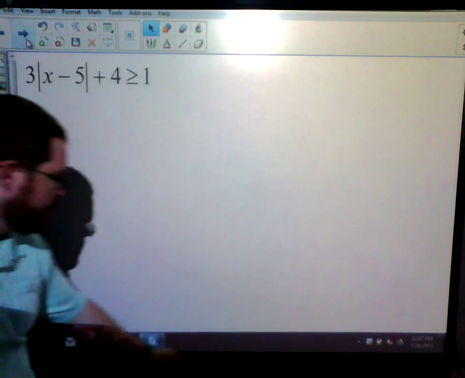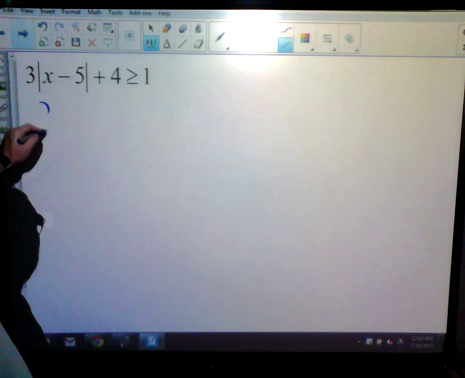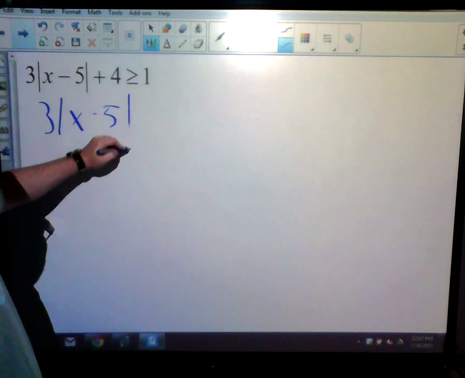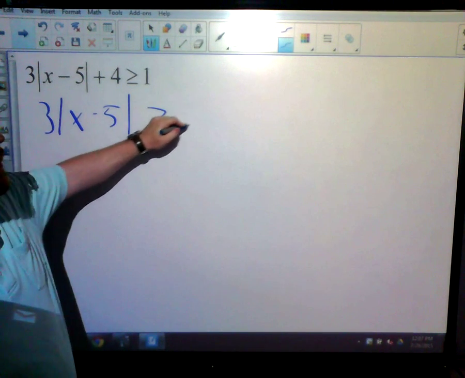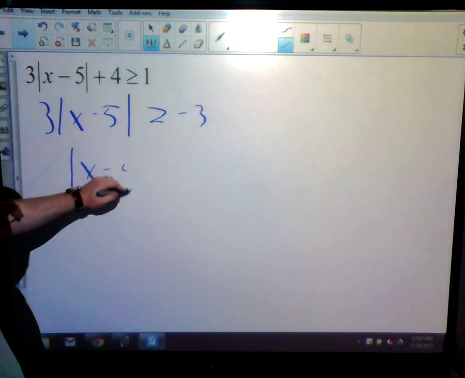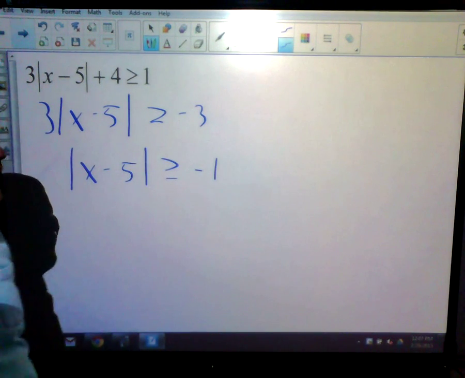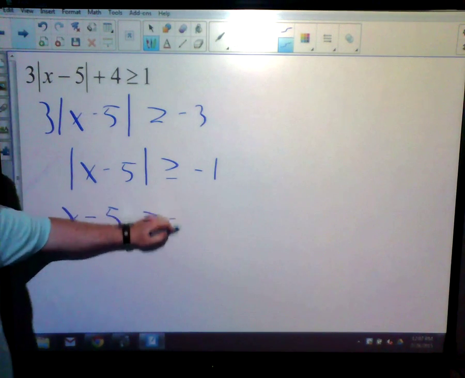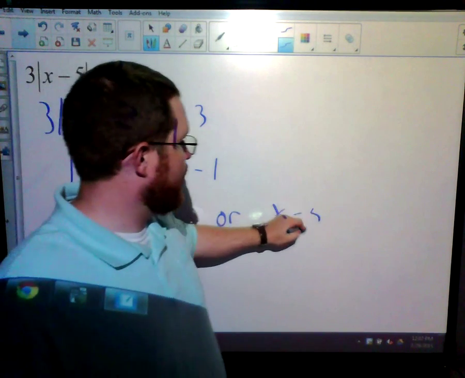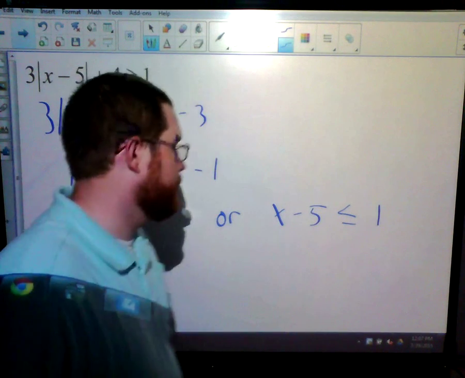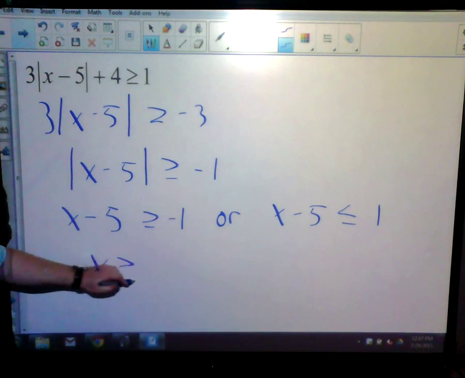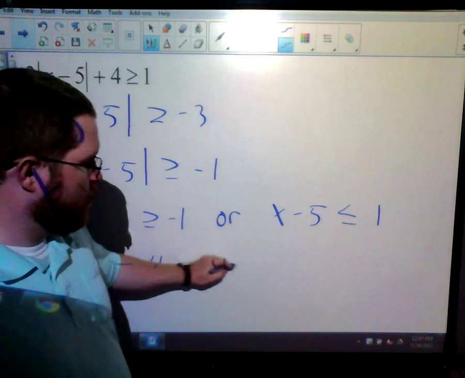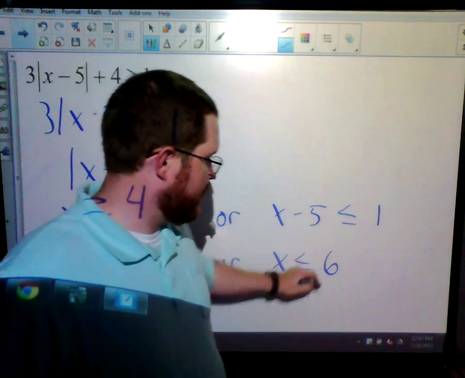Let's try this one. Let's get the bars by themselves. So 3, absolute value of x minus 5 is greater than or equal to negative 3. Absolute value of x minus 5 is greater than or equal to negative 1. Greater than is an or problem. X minus 5 is greater than or equal to negative 1, or x minus 5 is less than or equal to positive 1. X is greater than or equal to 4, or x is less than or equal to 6.